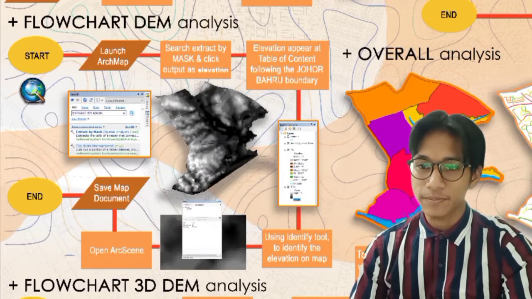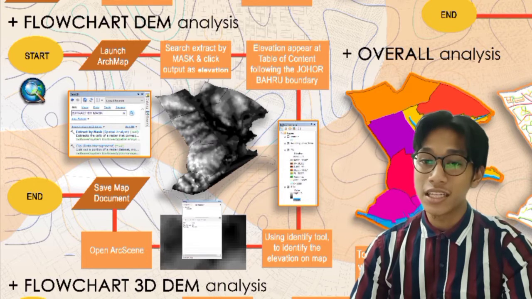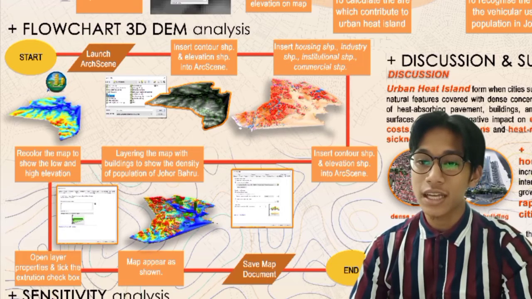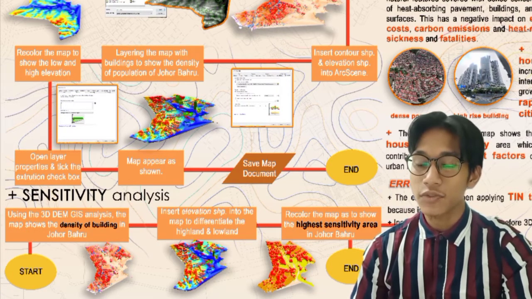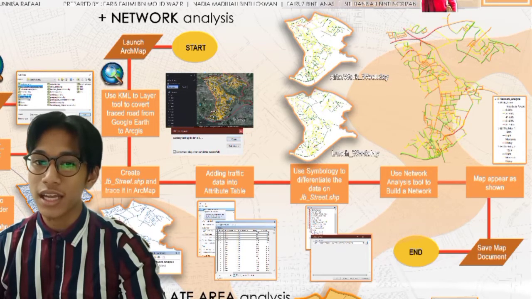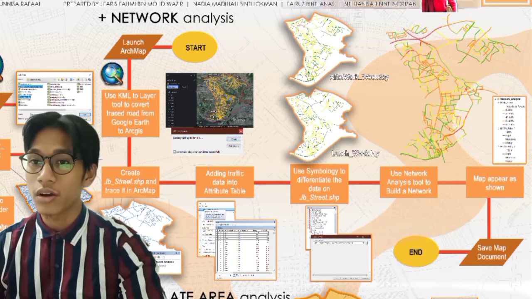The next one is how we use the DEM and then convert it to 3D DEM. The next flowchart is about how we use 3D DEM to identify highland and lowland, and it also shows the height of buildings. The next flowchart is about the sensitivity analysis. In this flowchart, it differentiates between the highest and the lowest sensitivity areas by using color. And the network analysis flowchart shows the intensity of vehicular use on the roads of Johor Bahru.